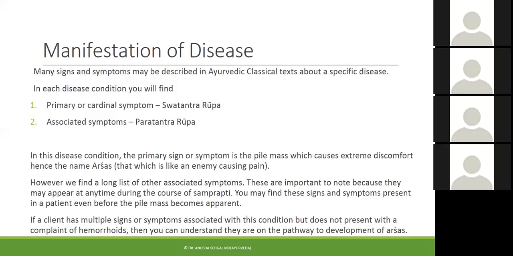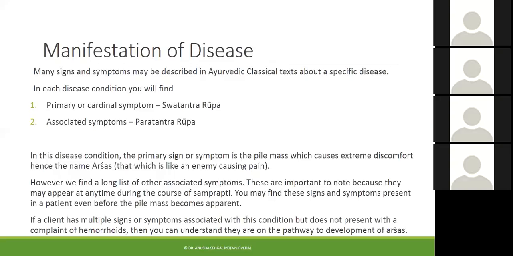This is important to know because we're going to be looking at a lot of signs and symptoms here. Even though you have these different types of Arśas, it can present either as a Vātaja type or a Pittaja type or a Kaphaja type, also Sannipata, which means a combination of all three doshas, or even a Raktaja type. In all of these, you will have the primary symptom, which is the pile mass. All of them have a pile mass, therefore it is hemorrhoids or it is Arśas. However, there are other associated symptoms.